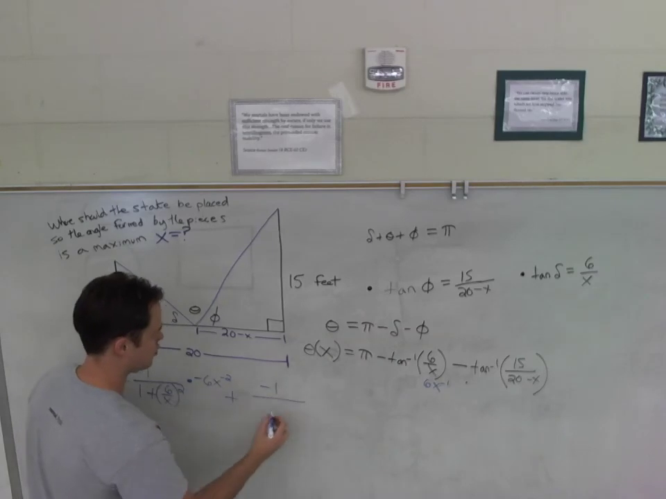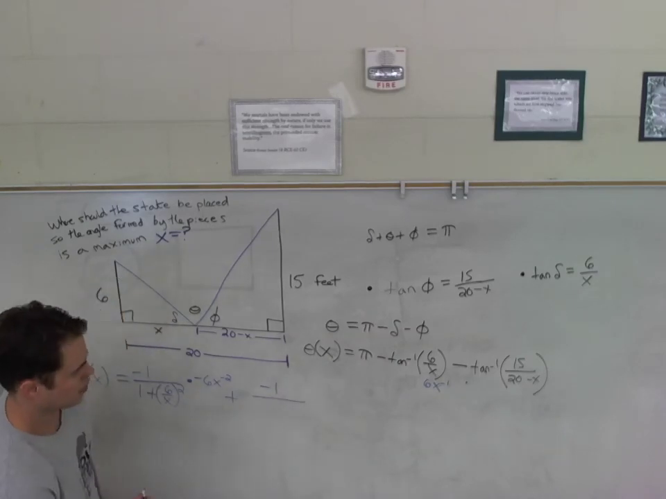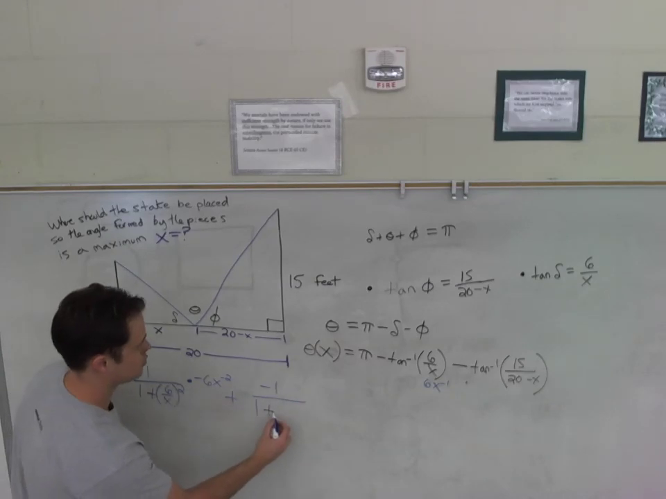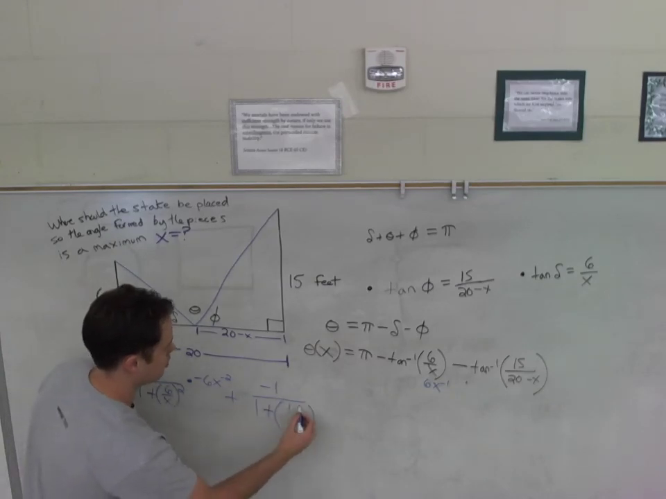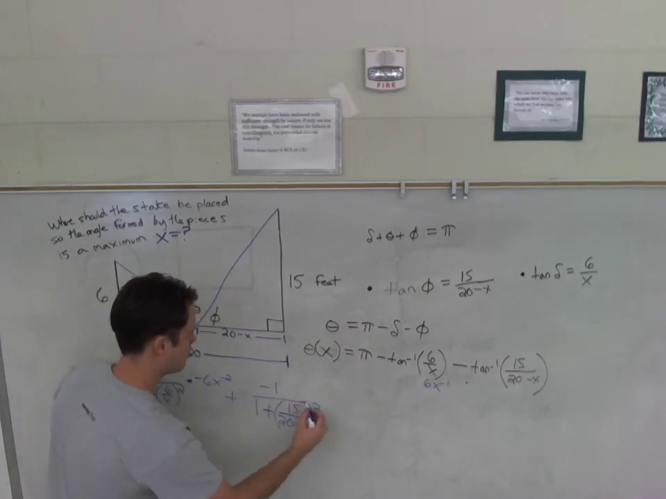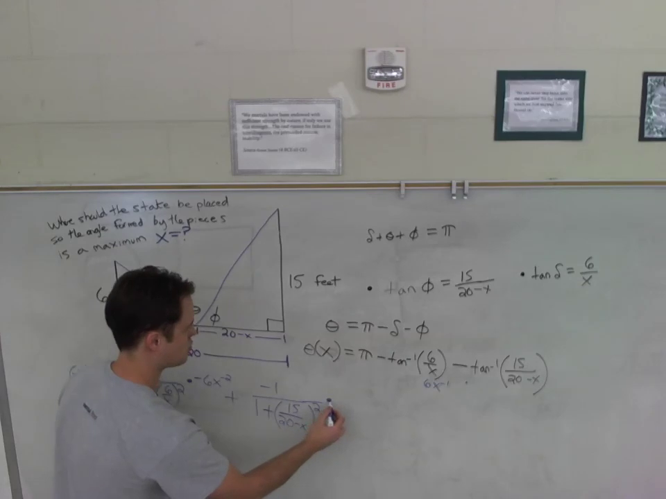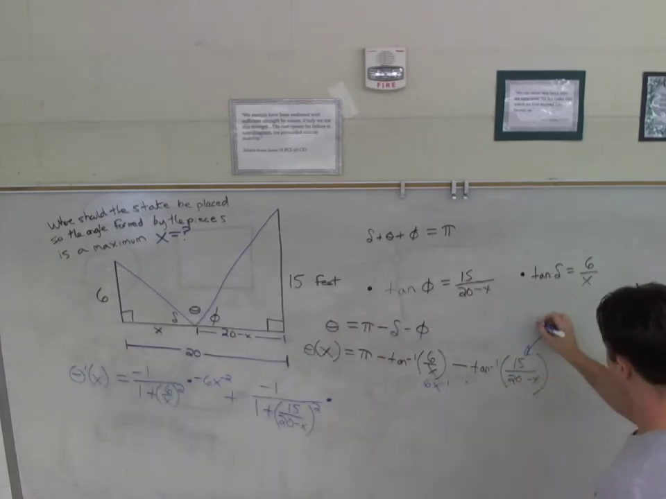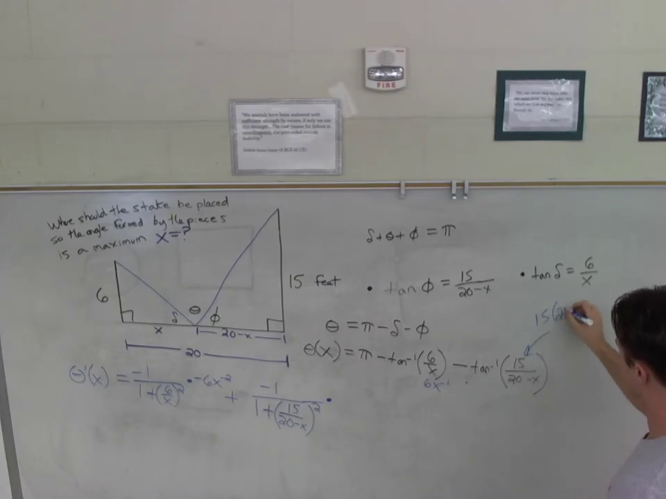minus 1 over, okay, so on that one, we're going to have 1 plus thing squared, times, what's the derivative of that thing? If we make this easy, we could say 15 times 20 minus x to the negative 1, or we're going to have to use the quotient rule, right? What do you guys want to do? You want to do it that way or quotient rule? No, that way. Okay, let's go that way then.